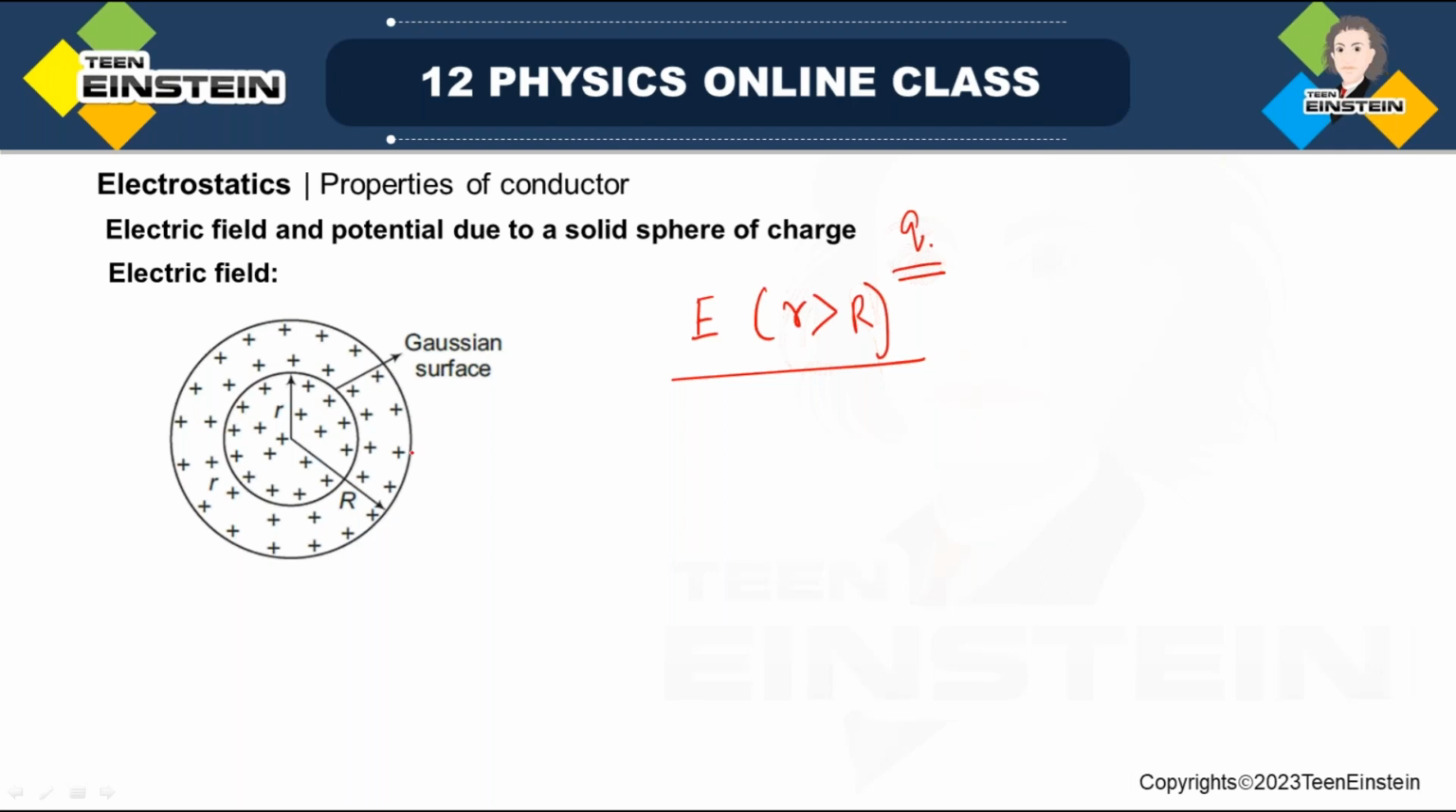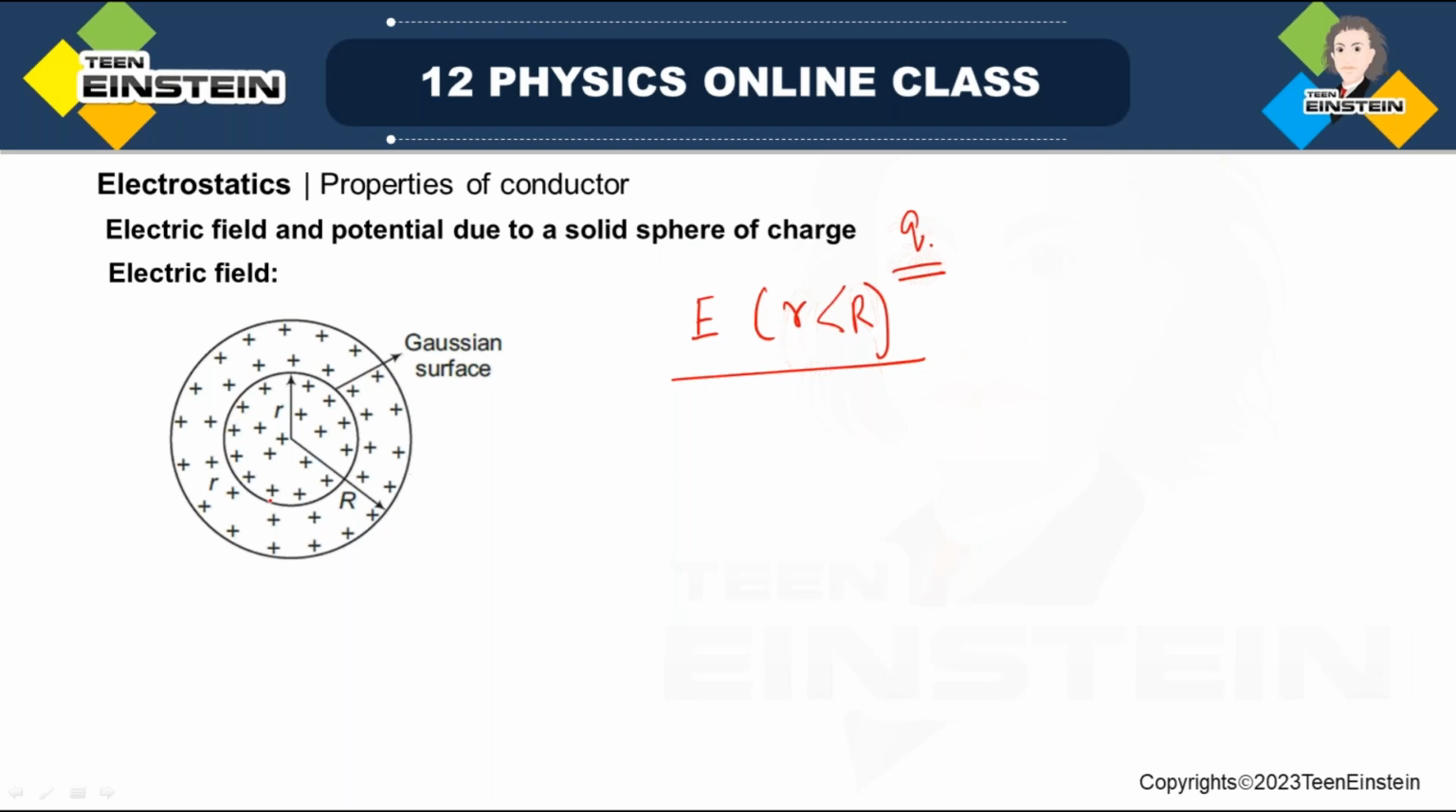So this is the Gaussian surface, as you see. If I take this as, I think this is for inner. Okay, let me just calculate for the inner part first. Inner point. So this is the Gaussian surface. See, this is first of all a solid sphere.